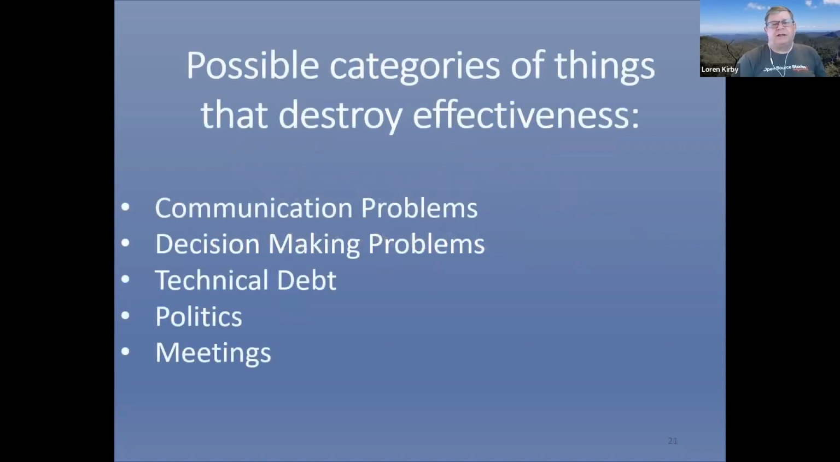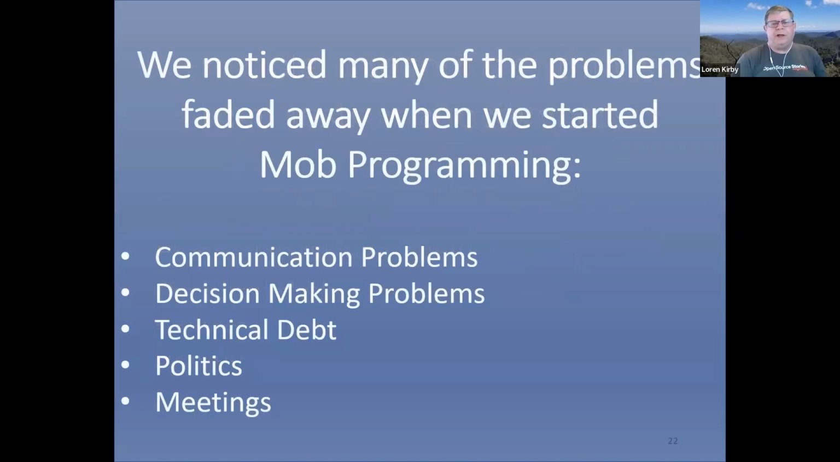So if we look at that, some possible categories of things that destroy effectiveness: communication problems, decision-making problems, technical debt, politics, meetings. These are all things that can make us less effective at doing our work. We noticed many of the problems faded away when we started doing mobbing. Communication problems aren't a thing because we're in the same room or we're on the same Microsoft Teams call. Decision-making problems, usually we try to have the right decision makers on the call, and if we don't, we pull them in as we need them.